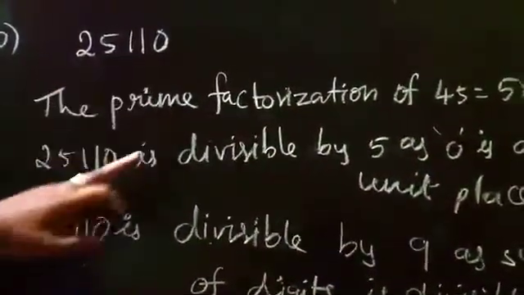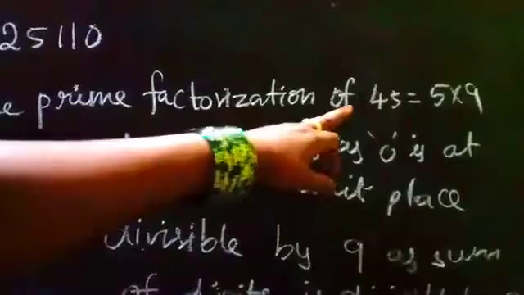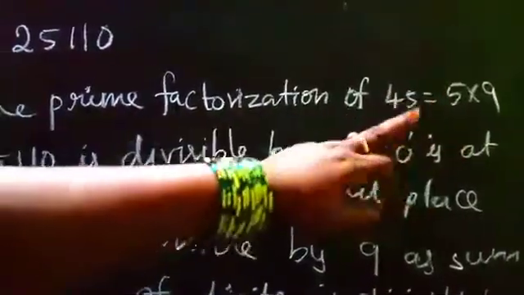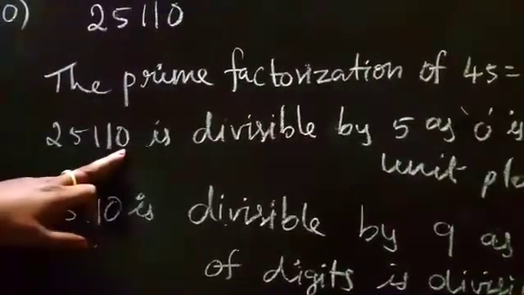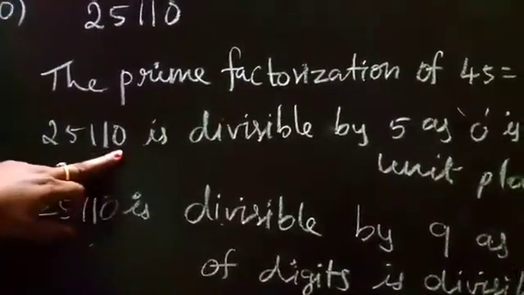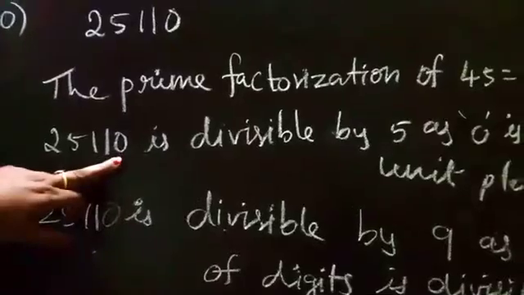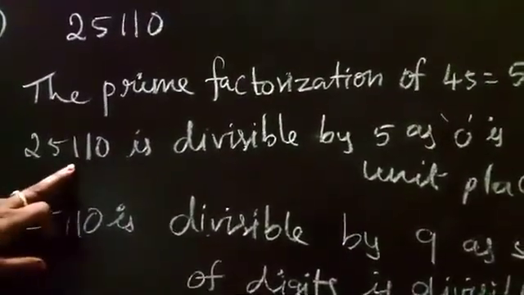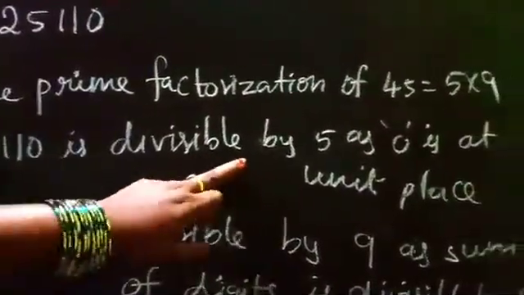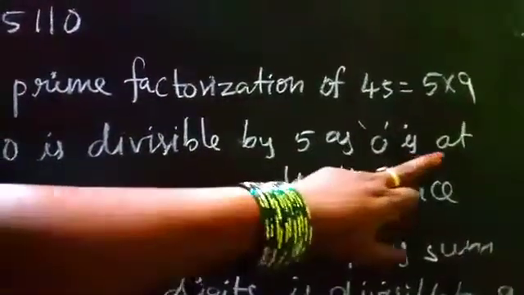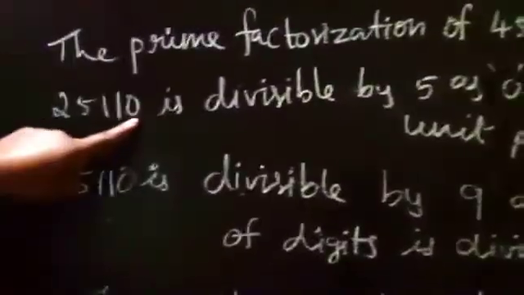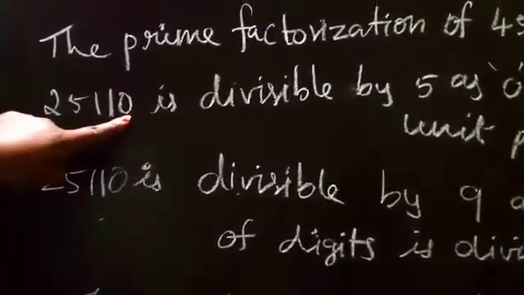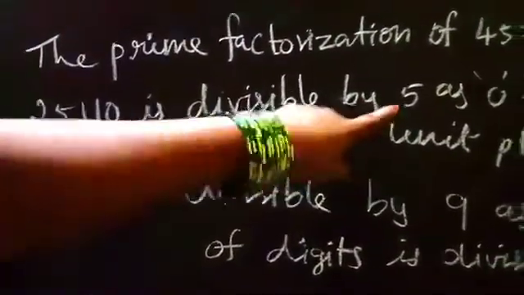So that 25,110, the prime factorization of 45 is 5 into 9, because 5 9s are 45. So this 0 is the last digit, so it will be divisible by the 5th table. So 25,110 is divisible by 5, as 0 is at the unit place. Because if there is 0 or 5 in the unit place, it will be divisible by the 5th table.